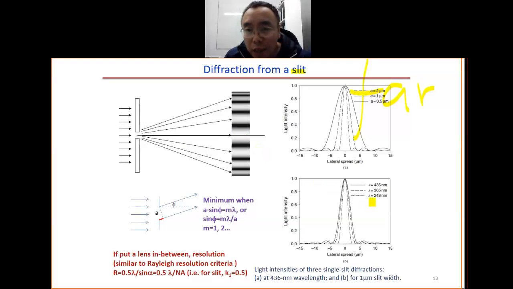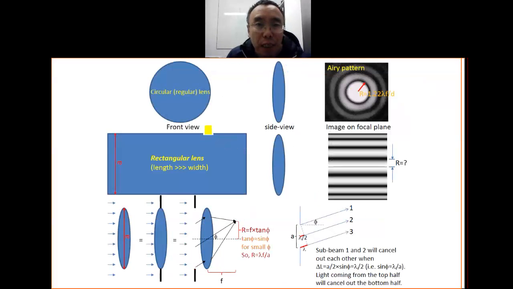So here is the effect of the wavelength. We have shorter wavelengths, you get smaller spread. We have bigger wavelengths, you get bigger spread. So for the case of the resolution, as we have seen, we want smaller spread. Here is the same idea.